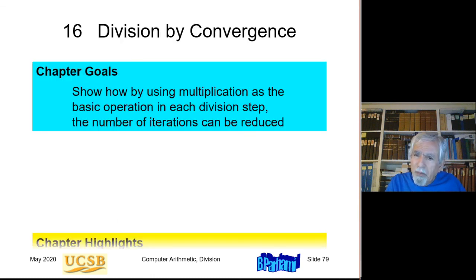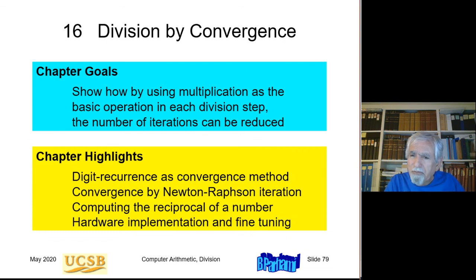Okay, that's all I wanted to say for chapter 15 topics. Next time, we'll see a very interesting division algorithm, division by convergence. Actually, two algorithms that do division by repeated multiplications rather than repeated addition-subtractions. And it leads to pretty impressive performance for division.